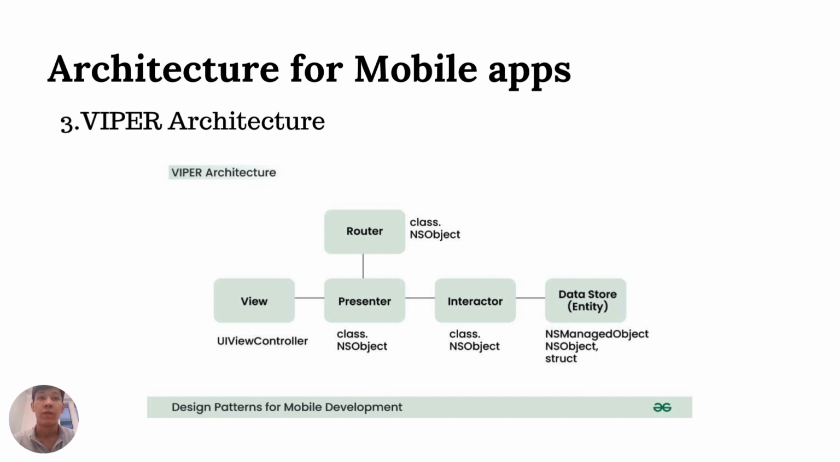Okay, that's it. And the third architecture in this list is VIPER, which stands for View, Interactor, Presenter, Entity, Router. Actually, it's a pretty complicated architectural type. I won't talk more deeply about it. Just click the link and learn.